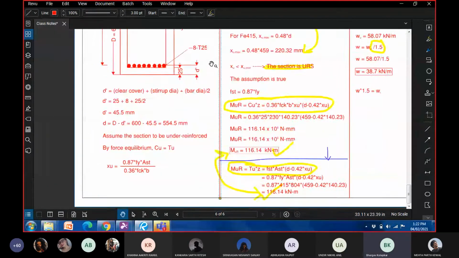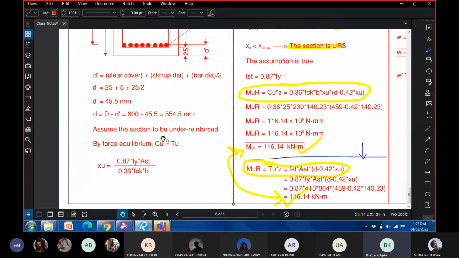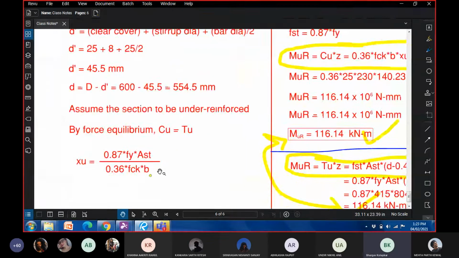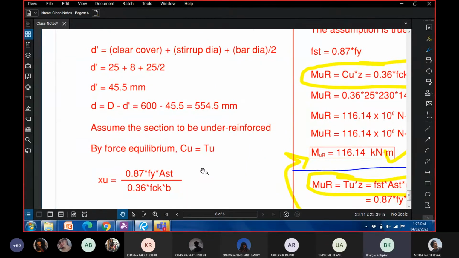So are you guys able to follow, or is it too fast? You can go a little slow. Okay. So I'll just wait here for a moment and let you write this down. So I just hope this portion is clear. Just about finding the effective depth.